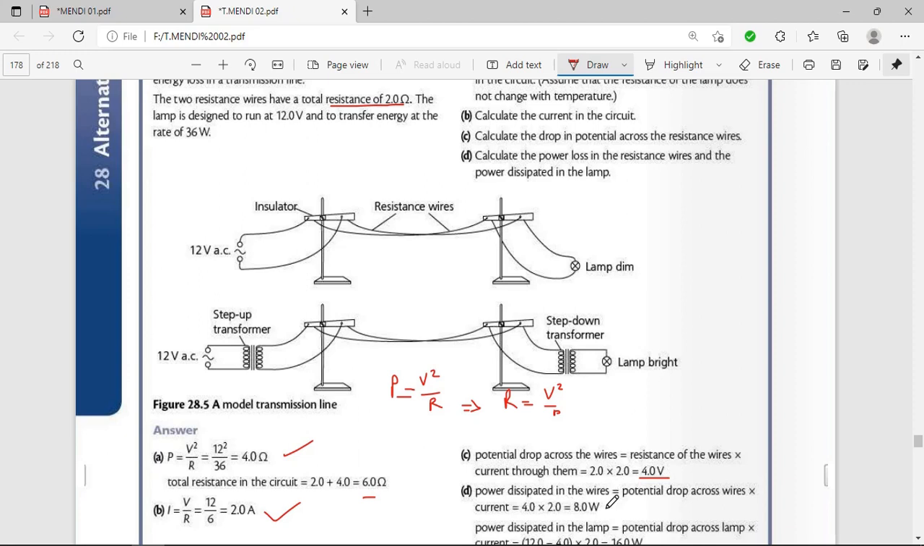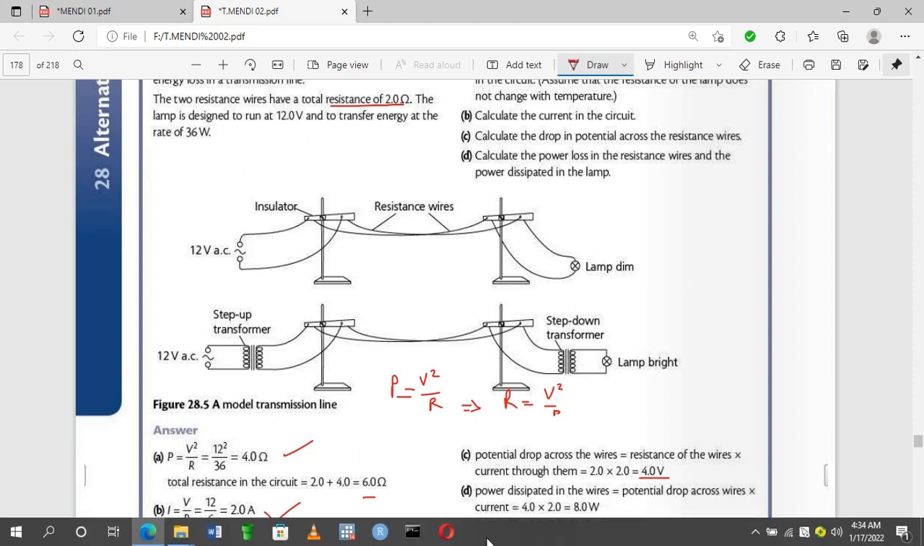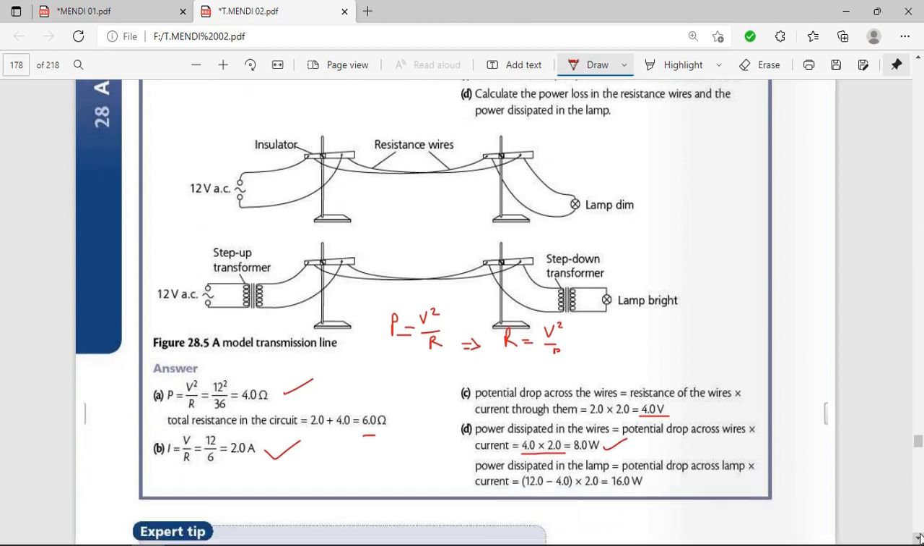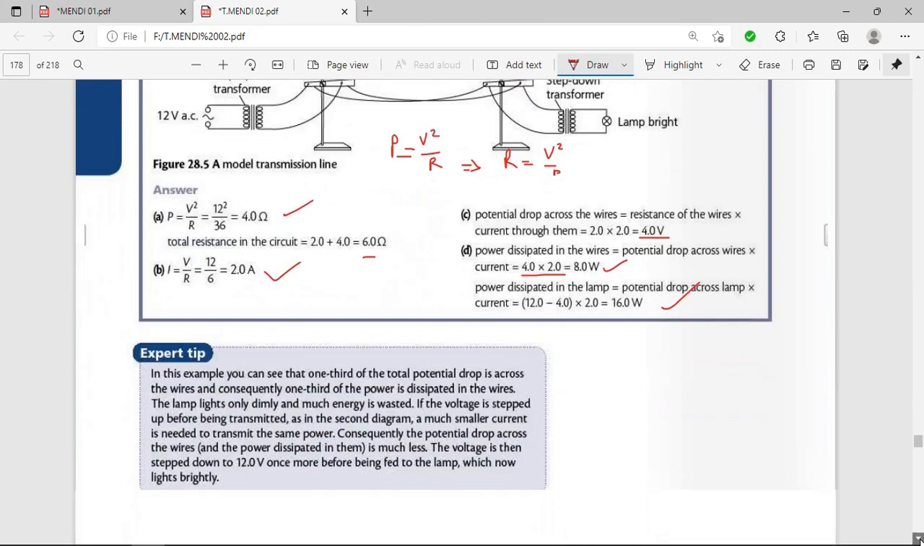So the power dissipated in the wires is equal to the potential across the wires times the current. So the potential across the wires is 4 times the current 2, so the power dissipated is 8 watts. So the power dissipated in the lamp is equal to the potential drop, that is 12 minus 4, times 2, which is 16 watts. Right.